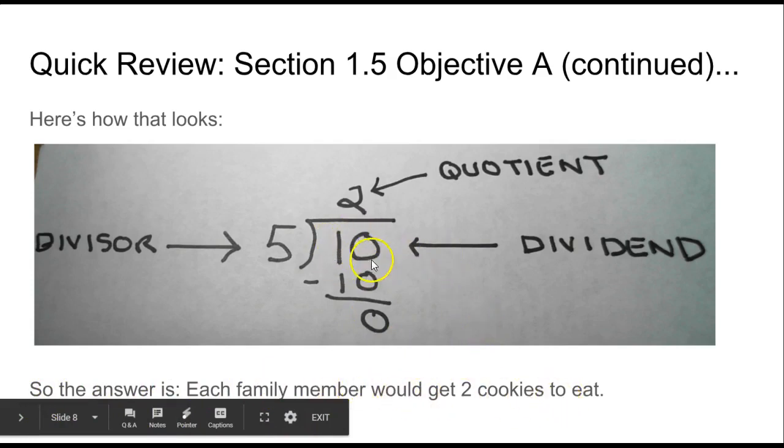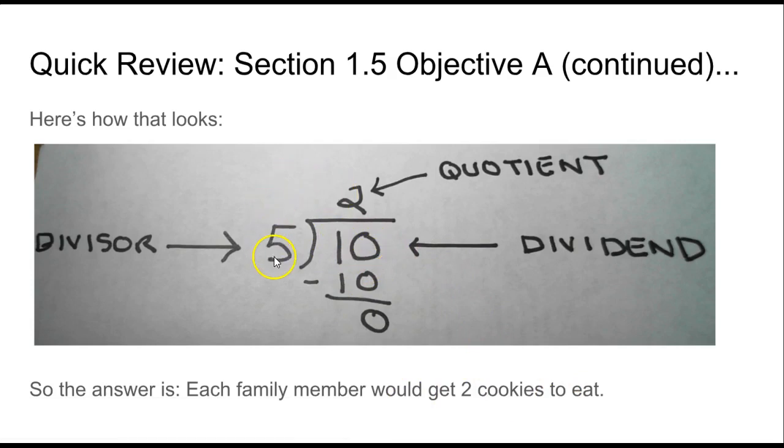If Peter made 10 pumpkin spice cookies, and there are 5 family members, and Peter wants to take the 10 cookies and separate them equally so that each family member gets the same amount of cookies, we see that Peter would give each family member 2. And we used the division operation to figure that out. So here we can see how important division is.